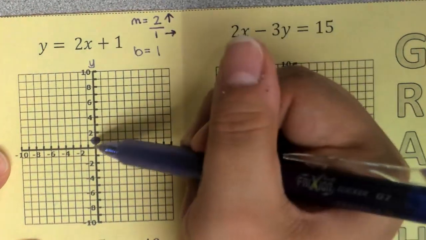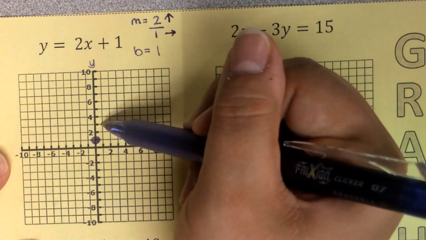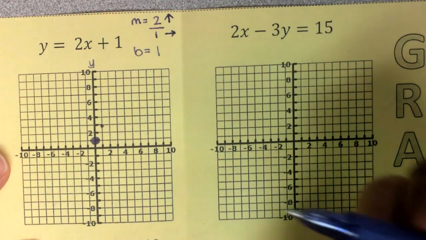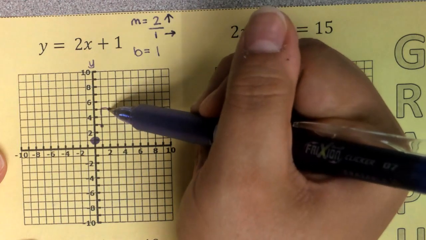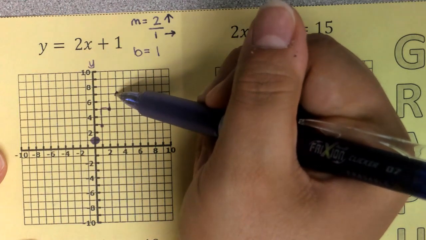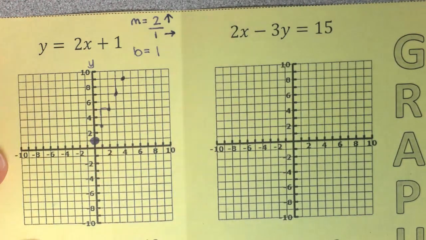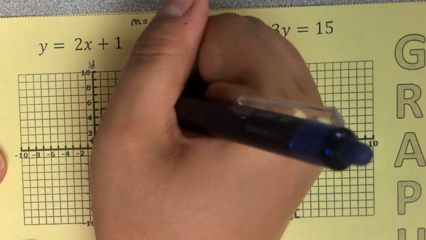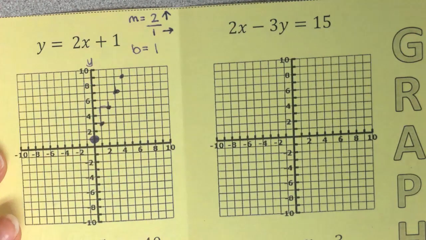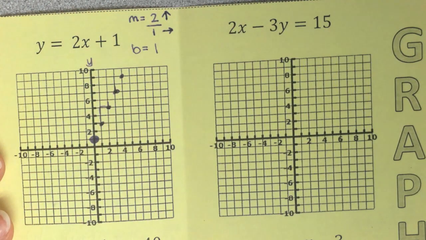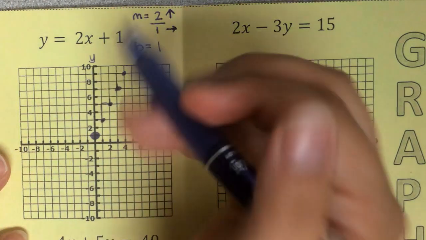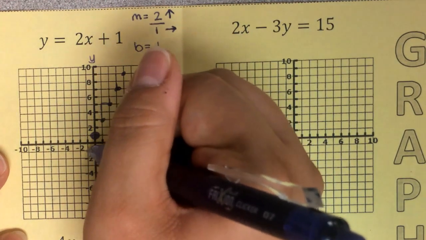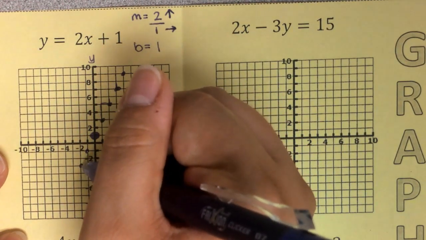So from this point right here, go straight up 2, right 1. If you need help with this, you can kind of make a little staircase. Up 2, right 1 with the stairs. Up 2, right 1. Eventually, you'll get rid of the stairs because you got it down. Up 2, right 1. Now, I only drew half the line, right? So let's do the rest of it by going down 2, backwards 1. Down 2, backwards 1.